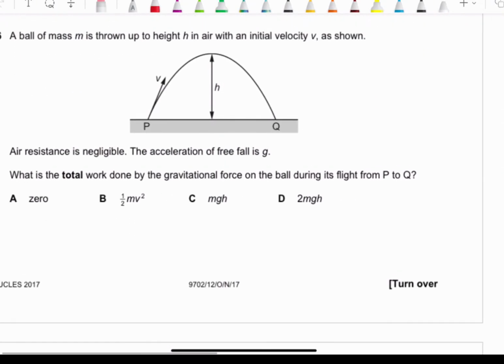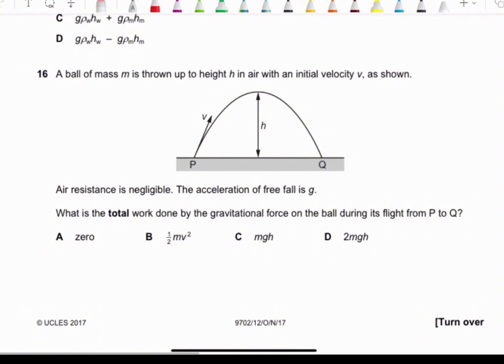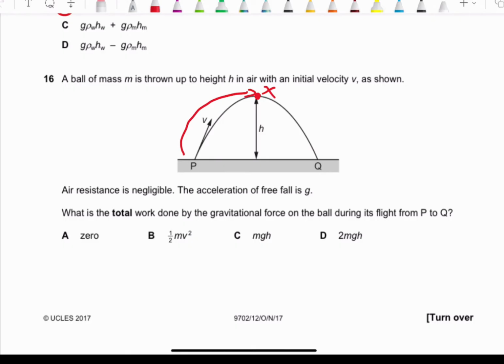A ball of mass M is thrown up to height h in air with an initial velocity of u. What is the total work done by the gravitational force during its flight from P to Q? Basically, the work done by gravity is negative as it rises up to this particular point, say X, but this is going to reverse until it hits Q. As it hits Q, it has lost all its gravitational potential energy. So the total work done is going to be 0.